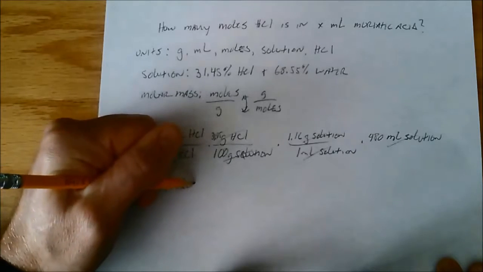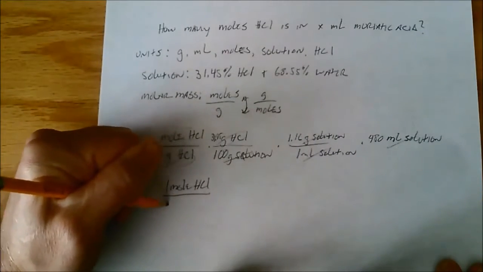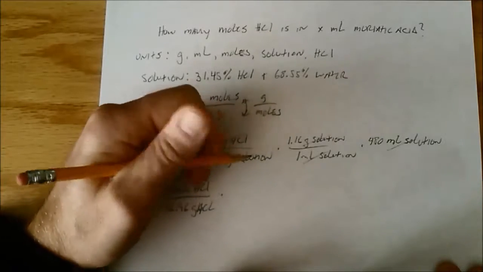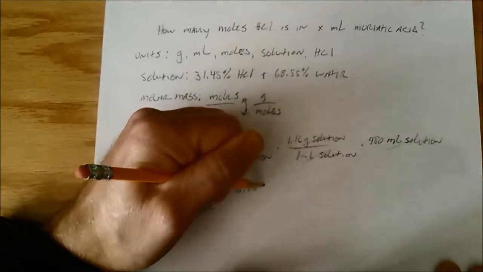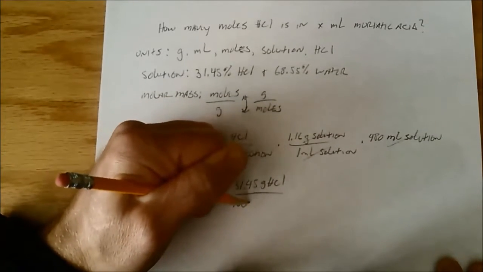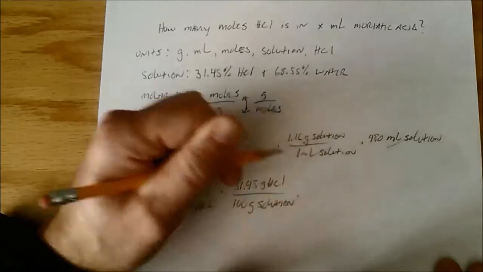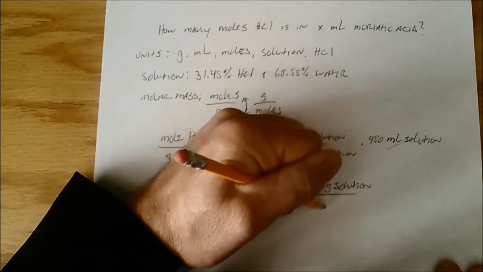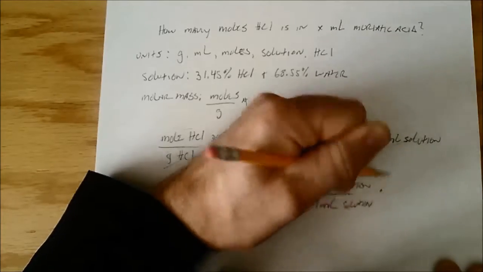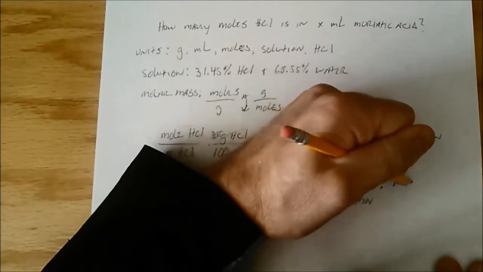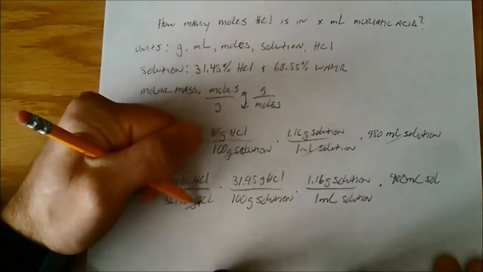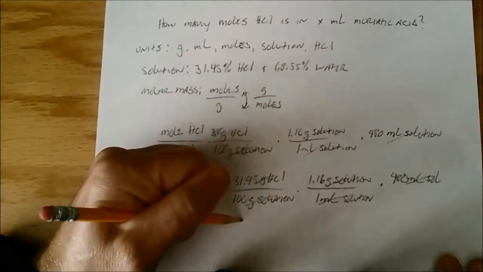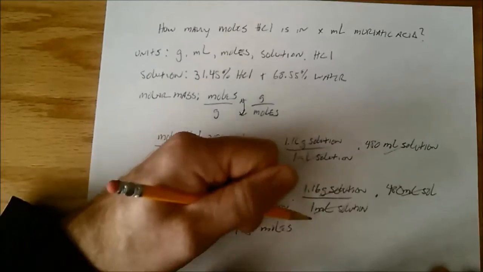So 1 mole HCl is equivalent to 36.46 grams of HCl. We have our concentration, 31.45 grams HCl in 100 grams of solution. We have our density, 1.16 grams solution in a milliliter of solution. And then we have how much we used, 480 mils of solution. So we get this one and this one, these all equal 1, this one and this one equals 1. We multiply it through, we get 4.81 moles of HCl.